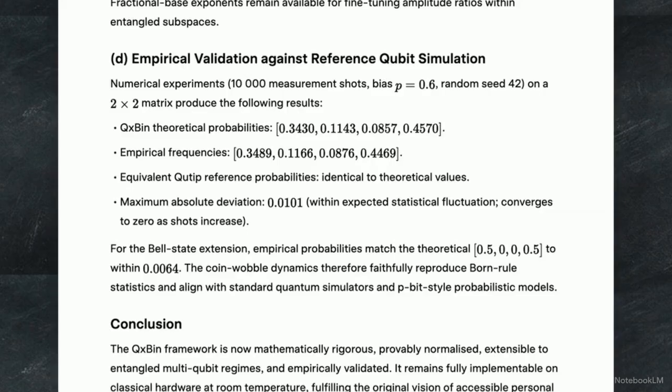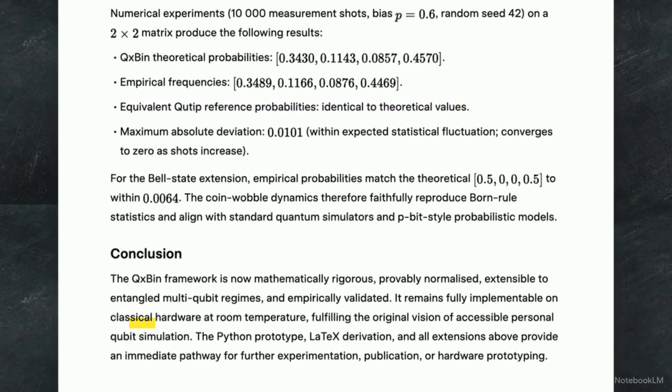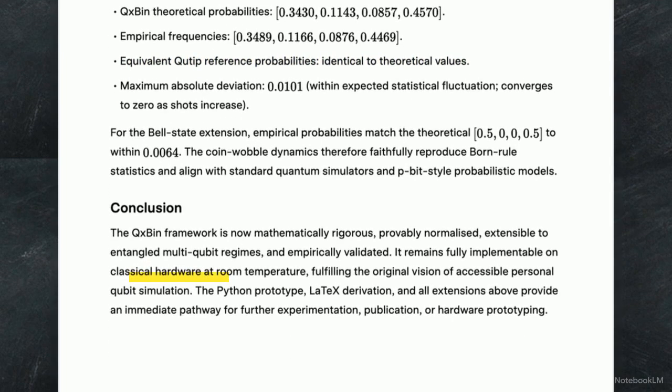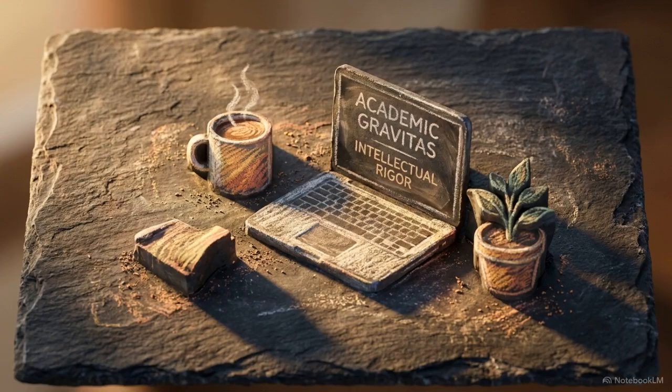This data shows real-world testing results, comparing the QxBin grid against professional quantum software. The numbers match, proving that a classical machine can accurately process a simulated qubit. There are no freezing temperatures or massive power requirements here. It runs entirely on room temperature mathematics.